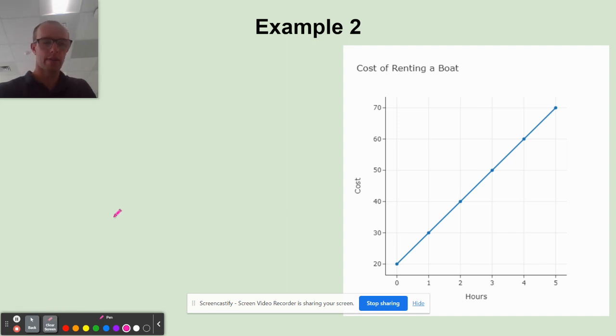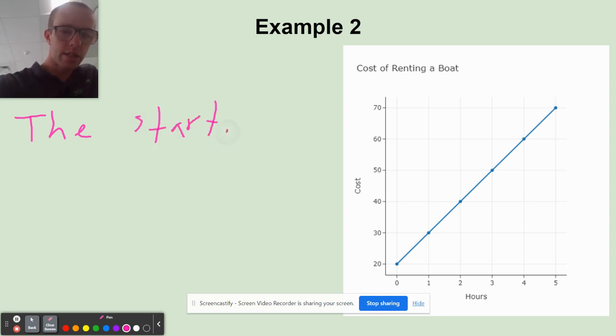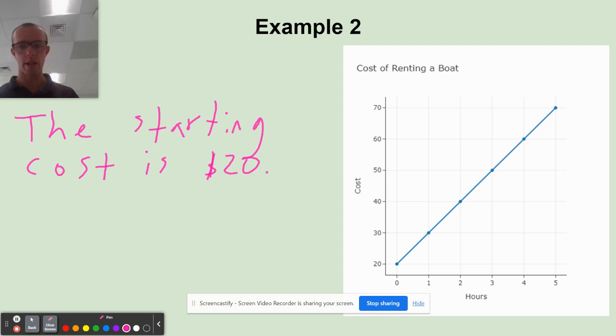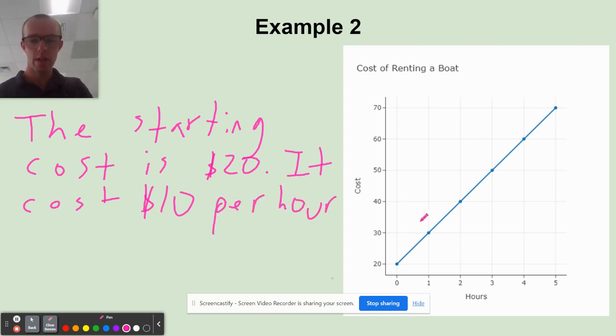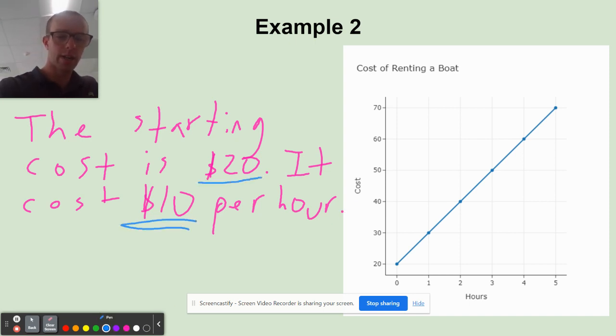I'm going to clear this out. I don't have enough space. The story is pretty easy, right? We begin at 20, right? So the starting cost is $20. So before you even start, just to get on the boat, it costs $20. After that, you pay per hour. It's $10 per hour. So this story also has the two parts of a linear function. It has the beginning and the constant rate of change right here.